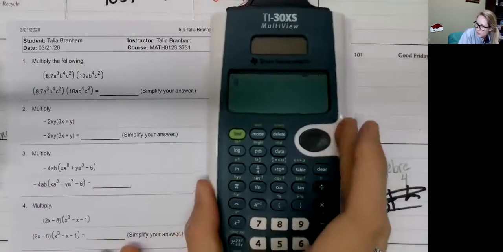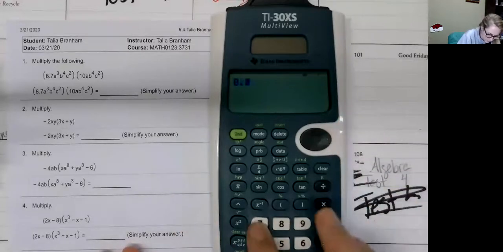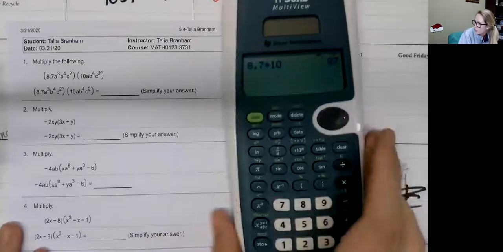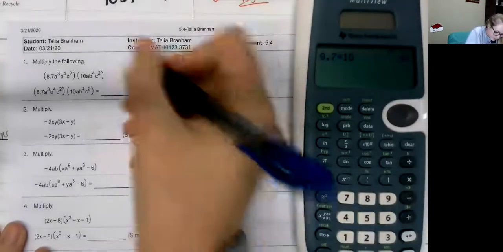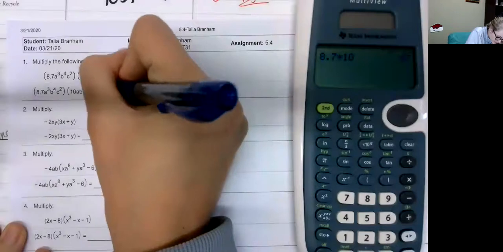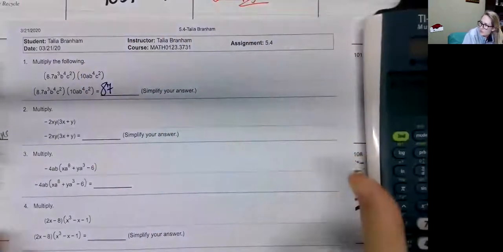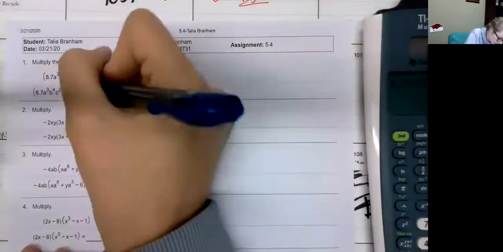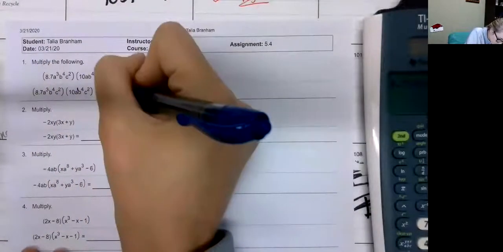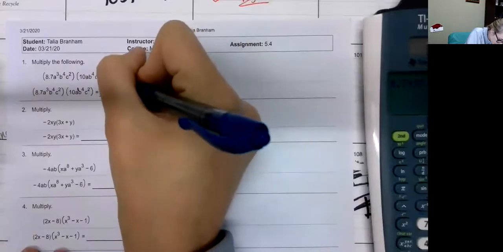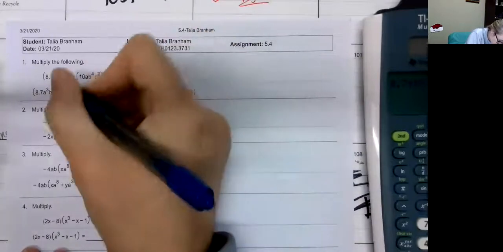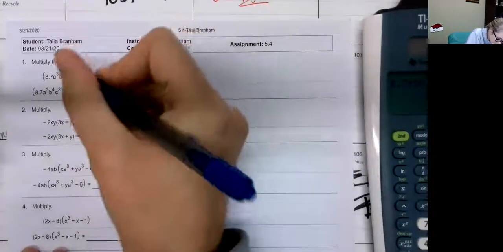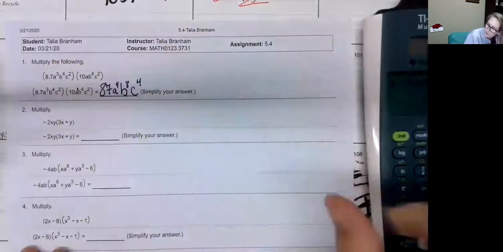So when we start doing this, you always multiply whole numbers like normal. So 8.7 times 10 would give us our 87. And then we're going to use our exponent rules, that product rule, to combine our variables. So we have a cubed, and I do the first here. So 3 plus 1 is 4. B, 4, 4, 8. C, 2 plus 2 is 4.